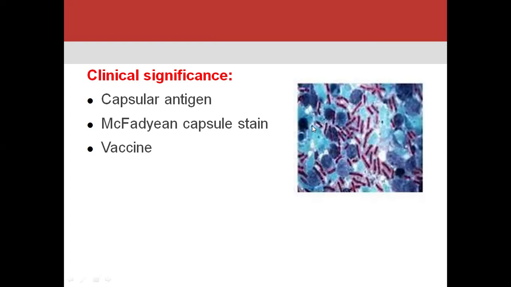Next, McFadden capsule stain. The capsule of Bacillus anthracis is demonstrated using polychrome methylene blue stain. Here it is stained with the polychrome methylene blue. Next, vaccine. The capsules of some bacteria act as antigen, so anti-capsular antibodies are formed, which are protective in nature. These capsular organisms are used as vaccines, like the meningococcal vaccine, pneumococcal vaccine, and Haemophilus influenzae type B vaccine.